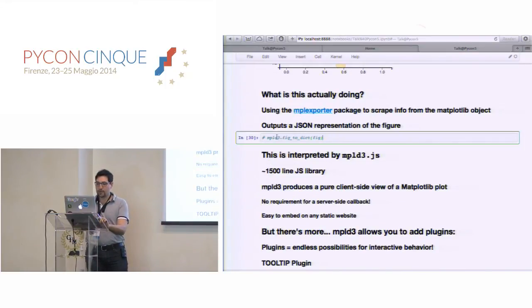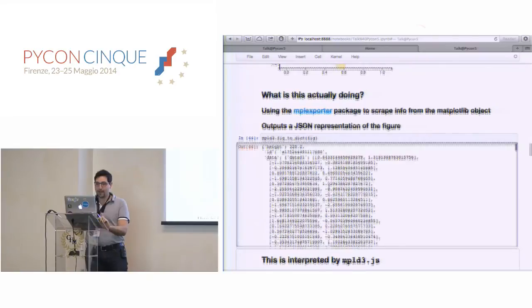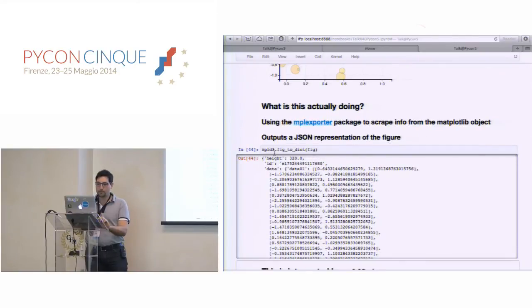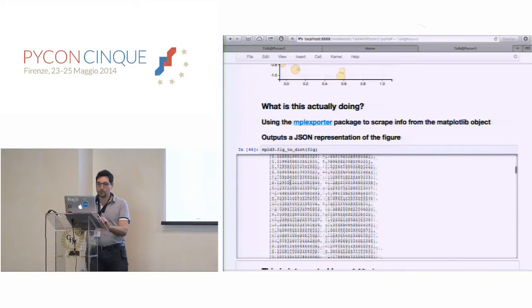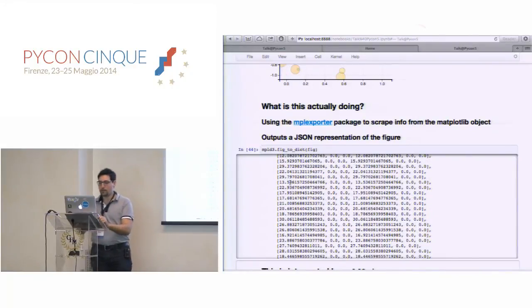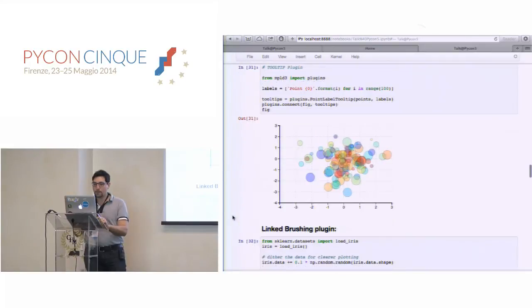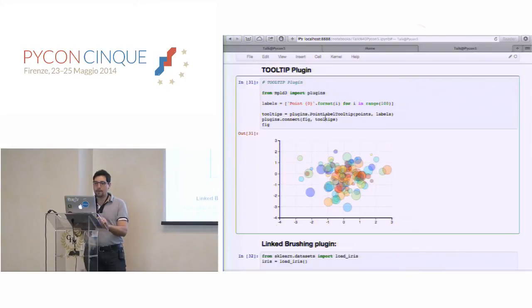For instance, I commented this, but just to be sure that I'm not a liar, you may see that the MPLD3 function fig_to_dict translates the Matplotlib figure into a dictionary of attributes that will be fed into the D3 engine.